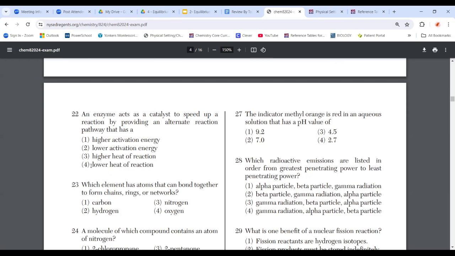So it has nothing to do with their heat. Heat of reaction has to do with the difference between the reactants and products. And since we're not changing their energy level, we're going to knock these answers out. We're not changing who they are. All we're doing is making it easier for them to meet, right?